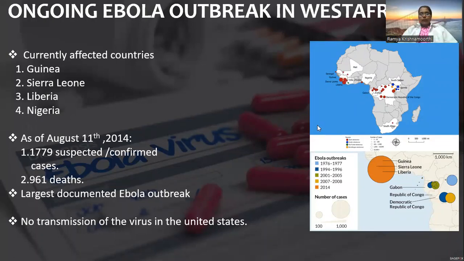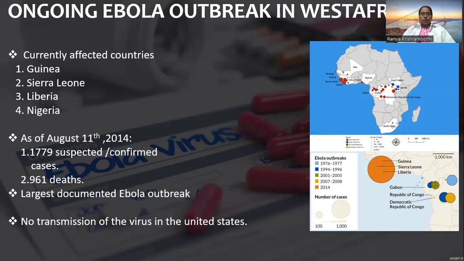Ongoing Ebola outbreak in West Africa. As many of us are aware, the current Ebola outbreak in West Africa has affected 4 countries, including Guinea, Sierra Leone, Liberia, and most recently Nigeria. As of August 11th, there have been over 1,700 suspected or confirmed cases of Ebola hemorrhagic fever, with 961 deaths attributed to the virus. Notably, this is the largest documented Ebola outbreak in Africa and the first one reported in West Africa.